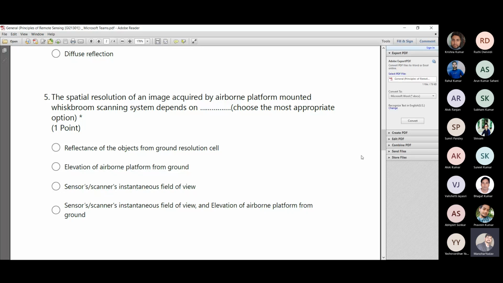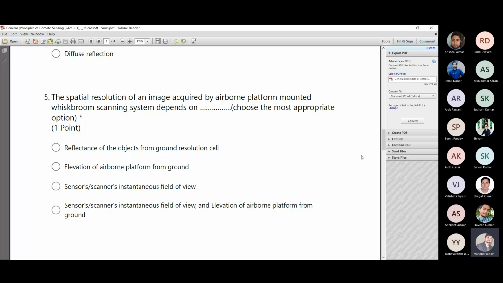Okay. So the IFOV of that optics, if that IFOV is large, it means that the optics is sensing a large area. Okay, if the IFOV is less, it means that it is sensing a small area. So IFOV is one factor that governs the spatial resolution.